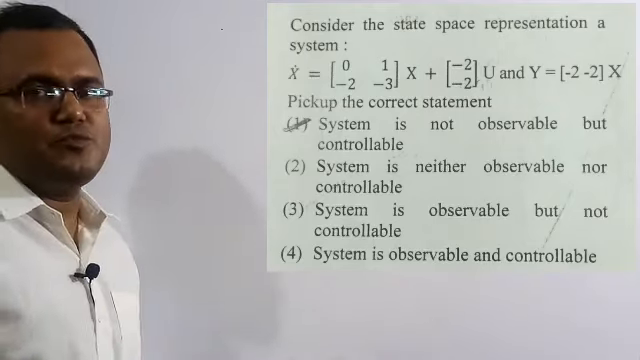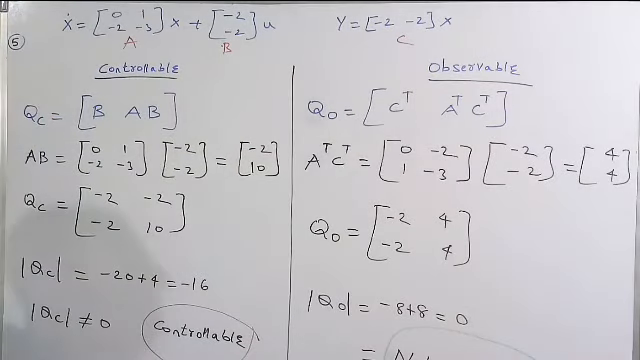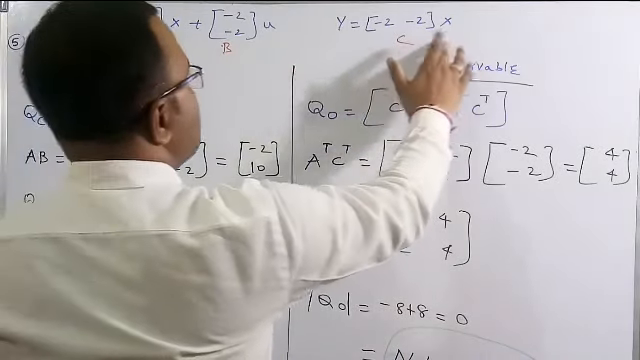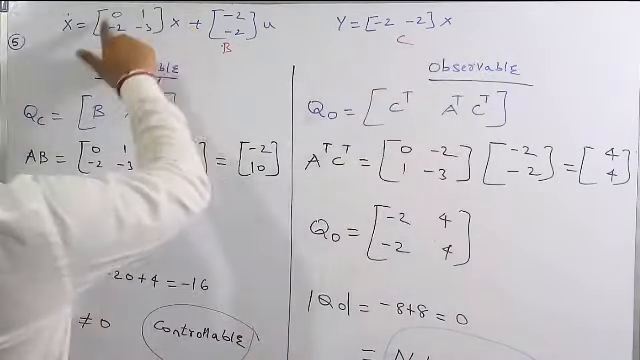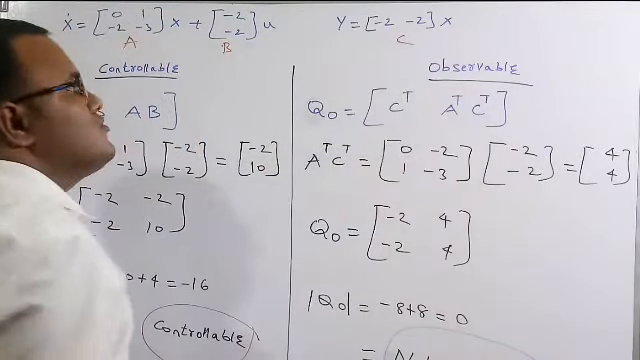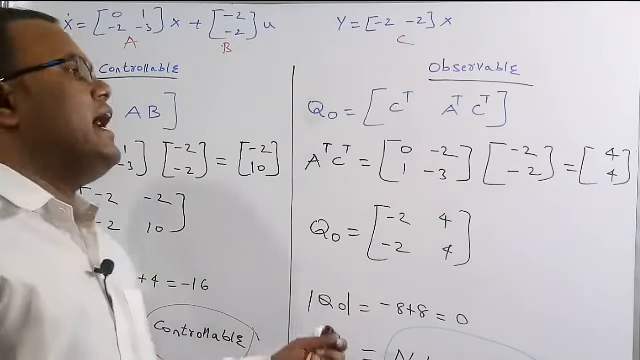So now we will solve this numerical. This is the state equation which is given in the question. By comparing with the standard state space equations, x dot is equal to Ax plus Bu and y is equal to Cx plus Du. Here A is equal to this matrix, B is equal to this matrix and C is equal to this matrix, and D is equal to 0 because it is not given in the output equation. We need to find whether the system is controllable or observable, so by Kalman's test we are going to find whether the system is controllable and observable.